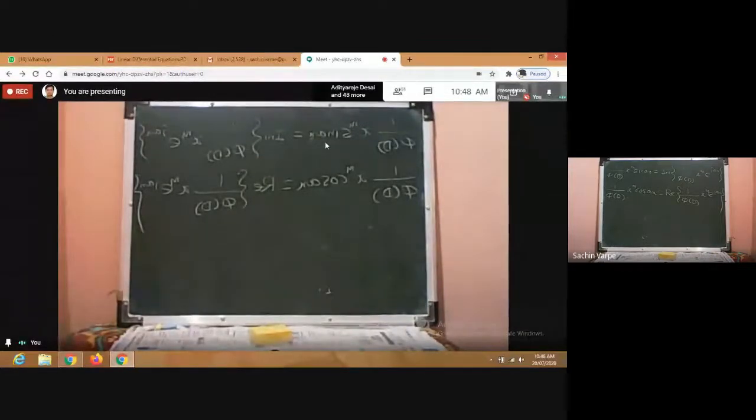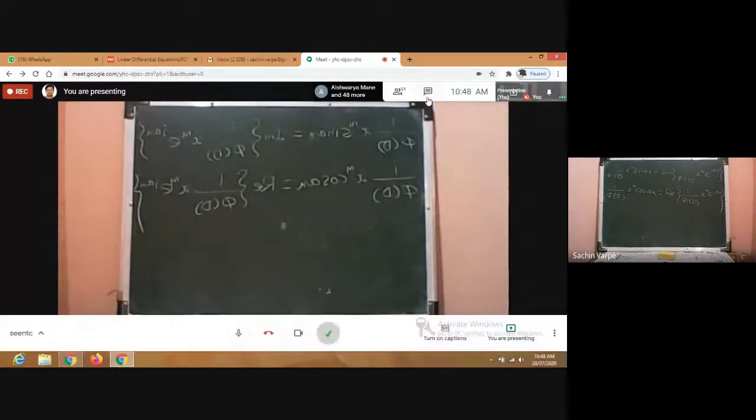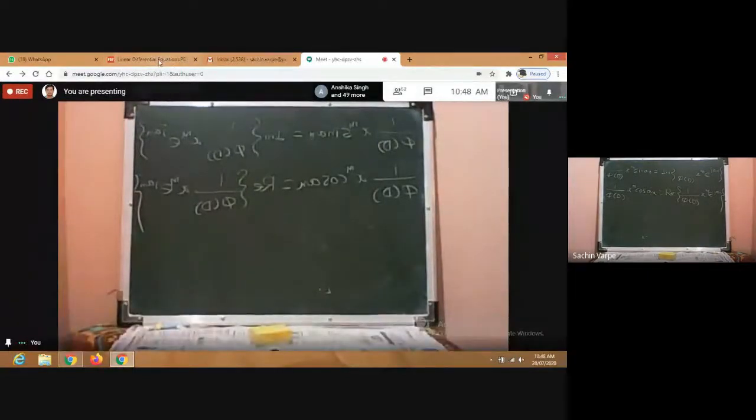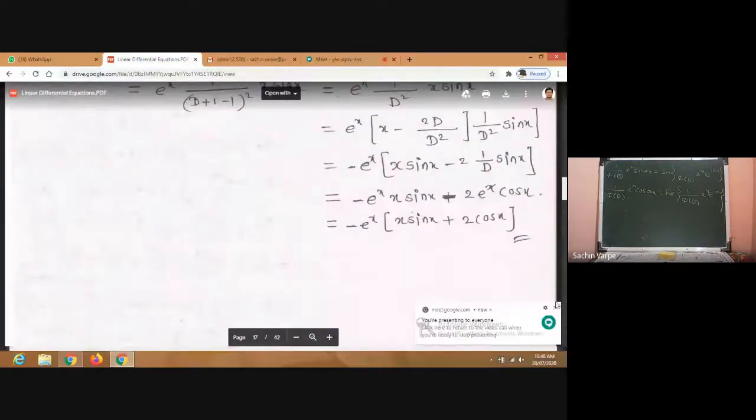Is there any doubt? So let us have an example on this method. Basic easy example, then later on we'll discuss the toughest examples or the lengthy examples.